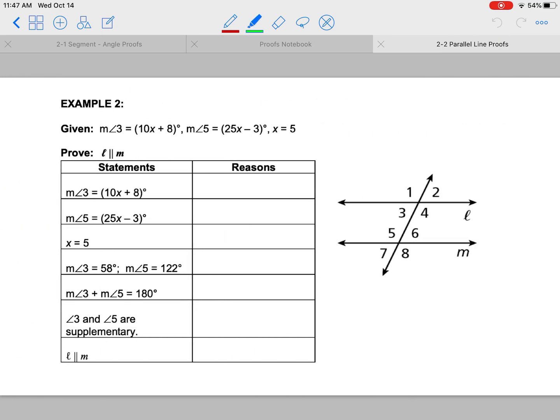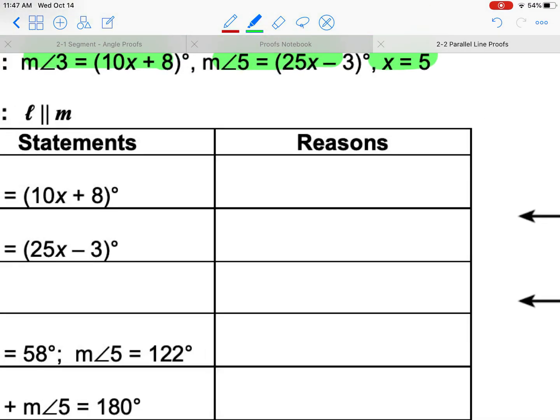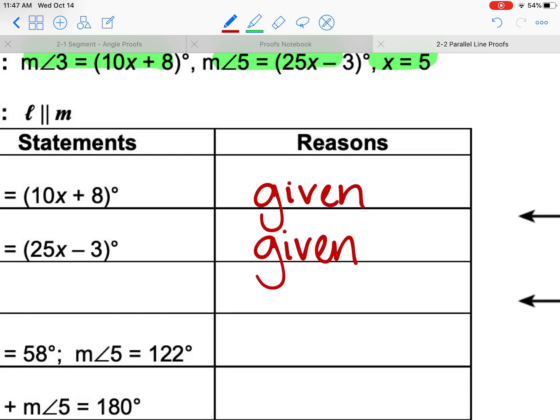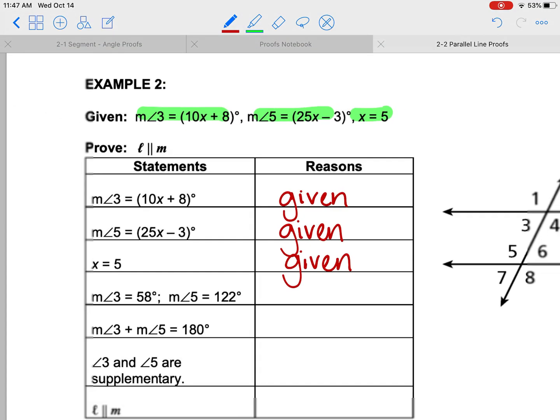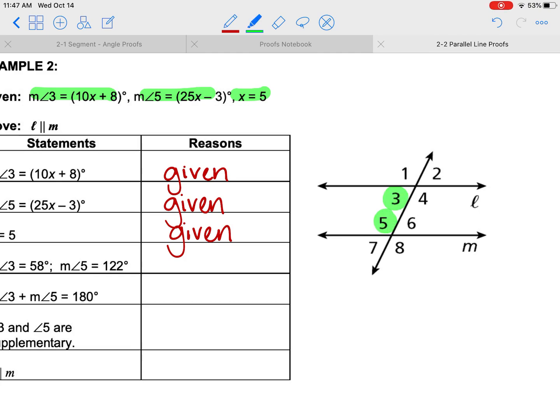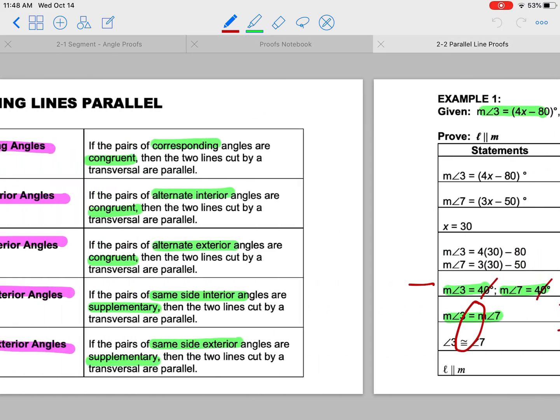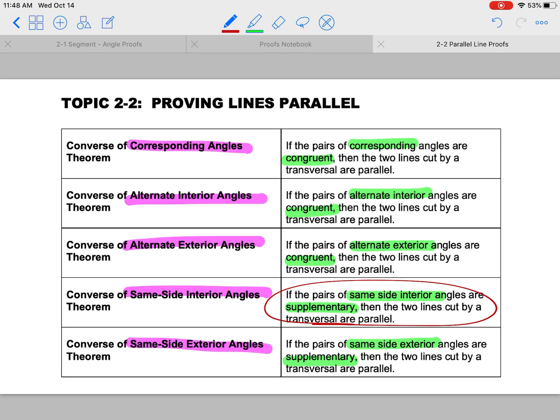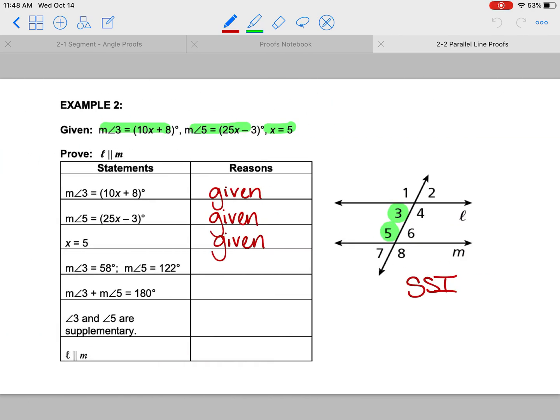So let's look at the next one. We start with our givens, and it looks like we have kind of the same situation to start with. So 3 givens, let's write given on the first 3 lines. Okay. We go over here to our picture and say, okay, 3 and 5. Let's point that out to ourselves. 3 and 5, what kind are they? Well, they're on the same side of the transversal, and they're both in the interior. So that is same side interior. Based on our definitions at the beginning, same side interiors are supplementary. So that means we're going to be using that somewhere.